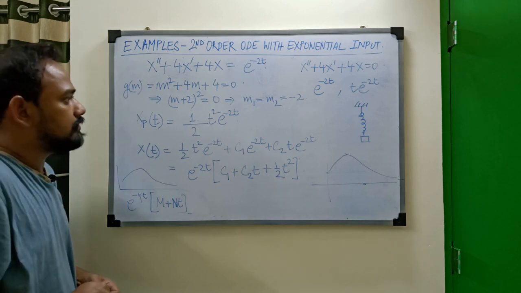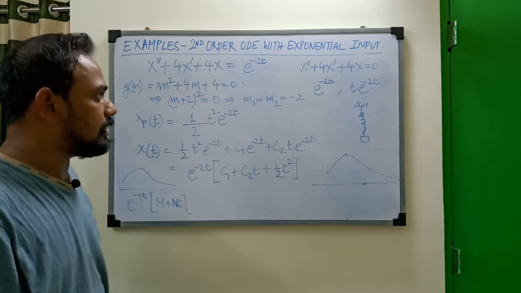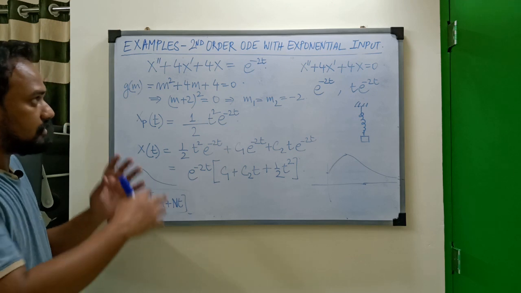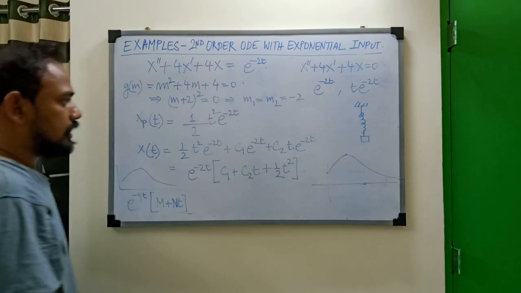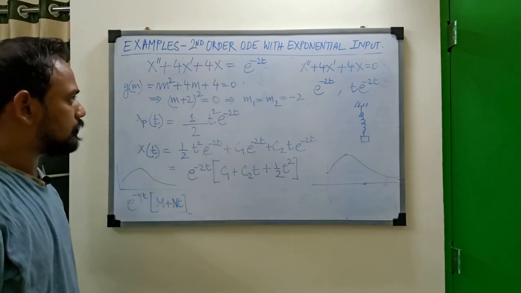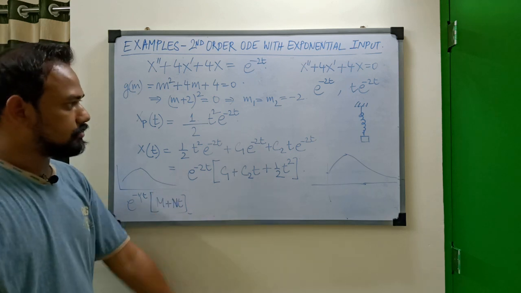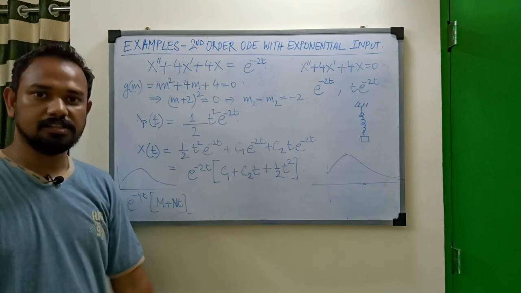All right, so I think we've covered more or less the types of examples that can arise with an exponential input. And I think we will take things forward with some other topics in the next lectures. Thank you.